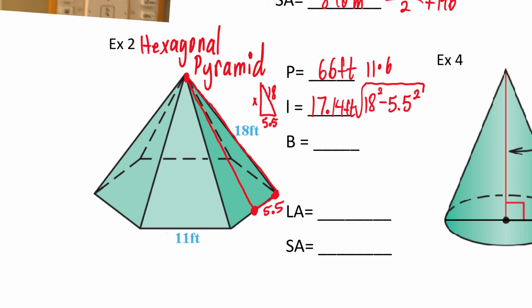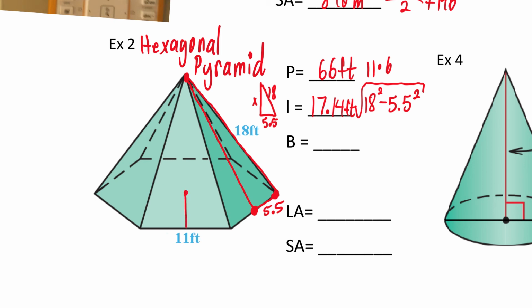All right. Now, area of the base. How are we going to find the area of this base? What formula am I going to use? AP divided by 2. Apothem times perimeter divided by 2. Do I know the apothem of the base? Nope. So this is going to be like what we did some of last week.